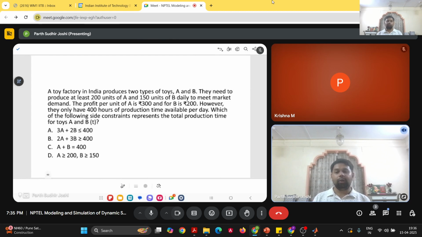So in the next question, we have been given a toy factory in India produces two types of toys, A and B. So they need to produce at least 200 units of A and 150 units of B daily to meet market demand. The profit per unit of A is 300 rupees, and for B it is 200 rupees. However, they have only 400 hours of production time available per day. So which one of these side constraints represents the total production time for toys A and B?